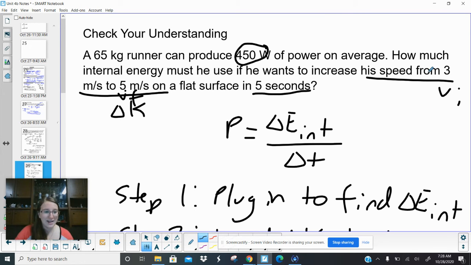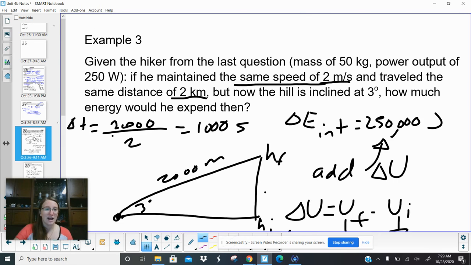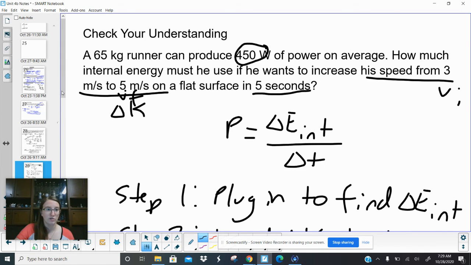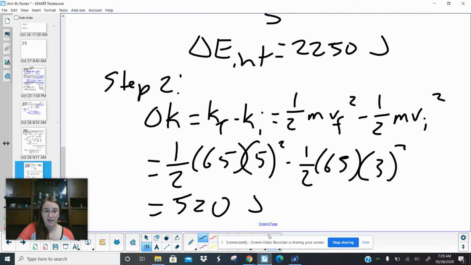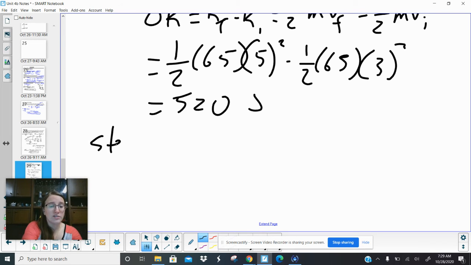So this is a lot smaller because speeding up is not nearly as exhausting as going uphill for as long a period of time as our last guy was. This is only a period of time of 5 seconds. Our last guy was going for 1,000 seconds. So keep that in mind, because you're like, whoa, we came up with a lot more energy here than we did here, right? This ends up being, again, 520, which is just going to get added to our internal energy.